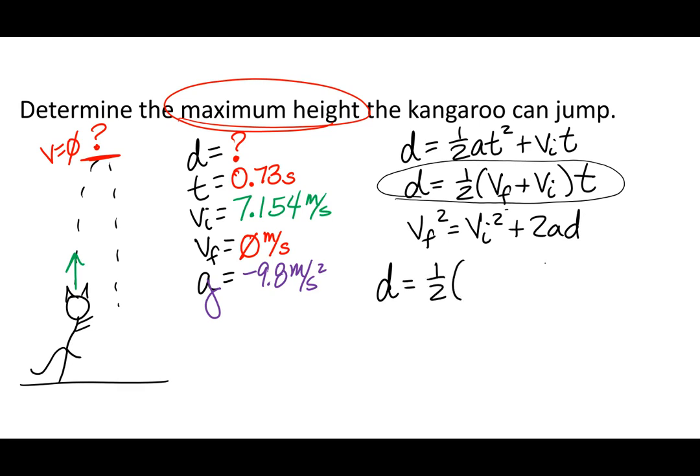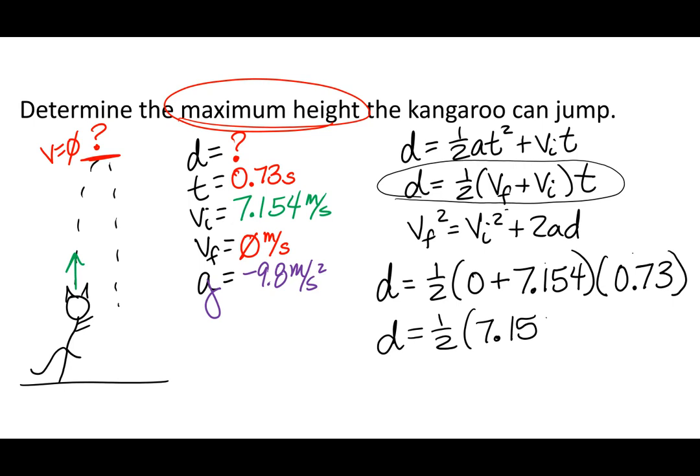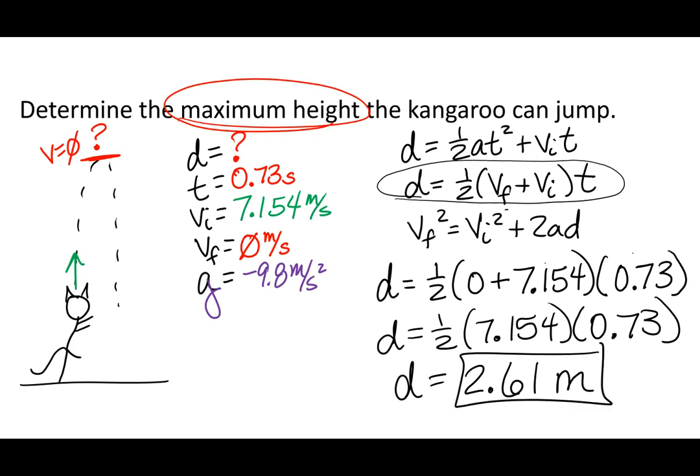So D equals 1/2. VF is 0. VI is 7.154. And time is that half time, 0.73. So D equals 1/2 times 7.154 times 0.73. And then all we have to do is multiply those numbers together. So 0.5 times 7.154 times 0.73, and I get 2.61 meters. So if this kangaroo jumps straight up, it can go about 2 2/3 meters up in the air. 2.61 meters.